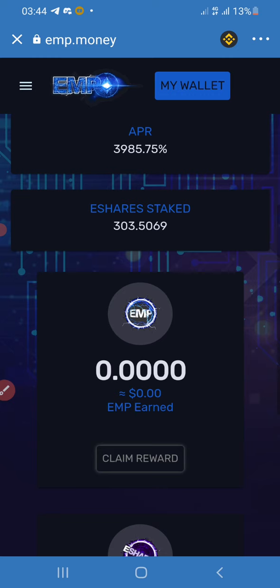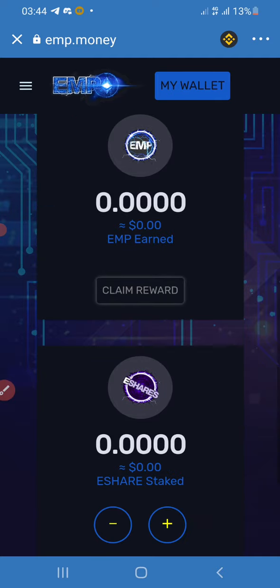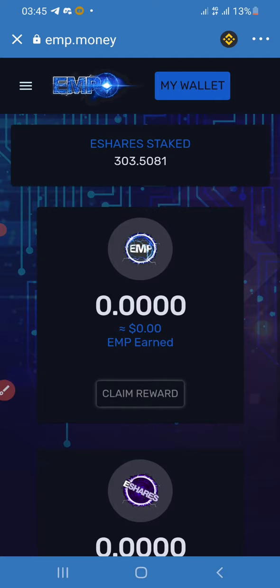So that's how you get your ESHARE. You get your ESHARE from the Autobot, come here, and compound your ESHARE. Get your EMP token, then you can sell and be enjoying your profits. Be getting your passive income. You'll be enjoying maybe 10% per day, 15% per day. Bear market or no bear market, you are enjoying.